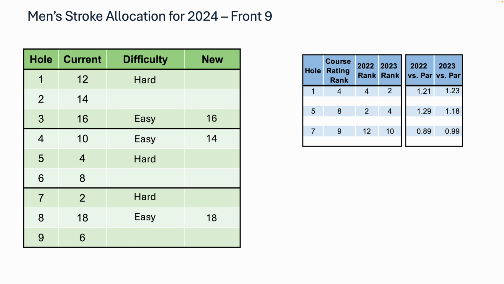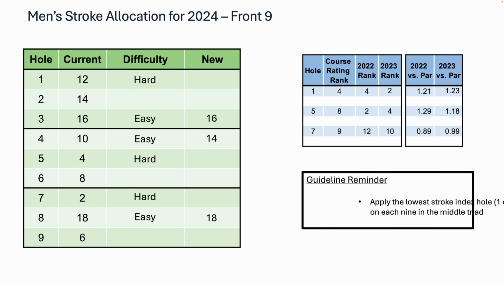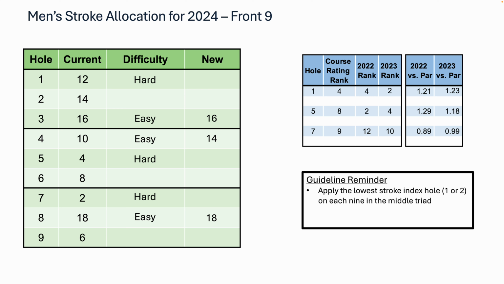So then how do you determine which of those gets the number 2 handicap? Well, here's a reminder from the guidelines: apply the lowest stroke index hole in the middle triad. If you look at the data, 1 and 5 are pretty close, but we went with the guideline here because 5 is smack dab in the middle. It's in the middle triad, and it's also in the middle of that triad. So we gave the tiebreaker there, and we gave it the 2 handicap.